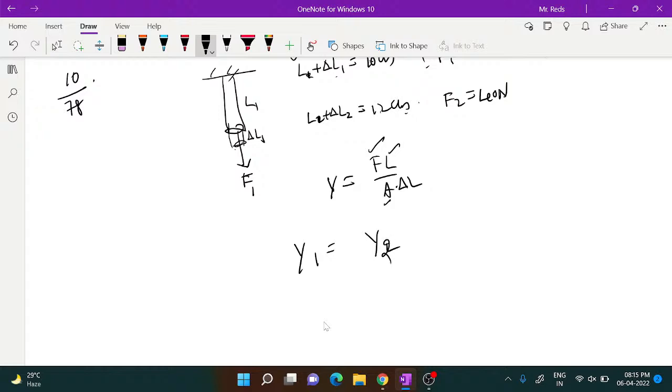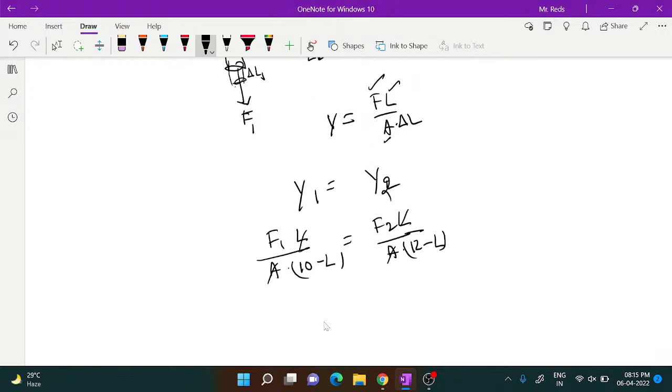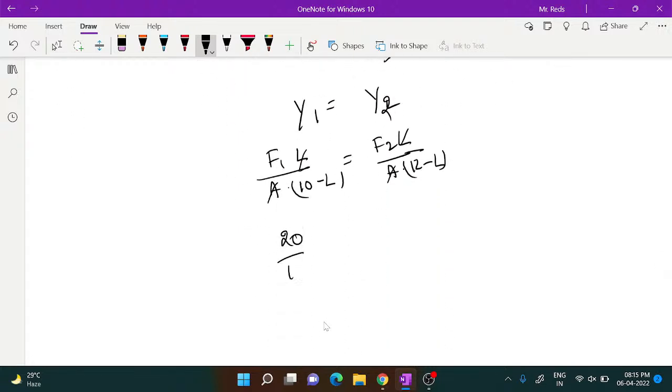Y1 is same, loads are different. F1 L by A into delta L, which is 10 minus L, is equal to F2 L by A into 12 minus L. Here L cancels, A cancels. So you can say F1 is 20, F2 is 40. So it is 20 by 10 minus L is equal to 40 by 12 minus L.